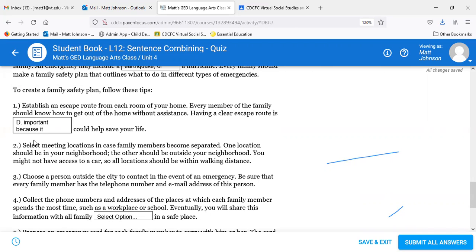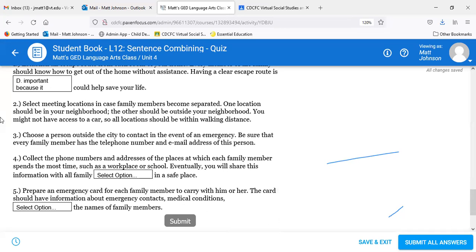Select meeting locations in case family members become separated. One location should be in your neighborhood. The other should be outside your neighborhood. You might not have access to a car, so all locations should be within walking distance.